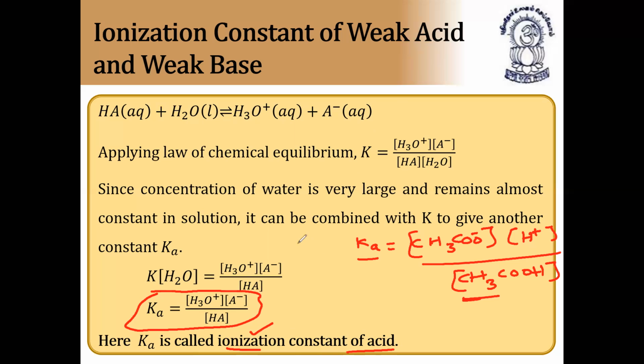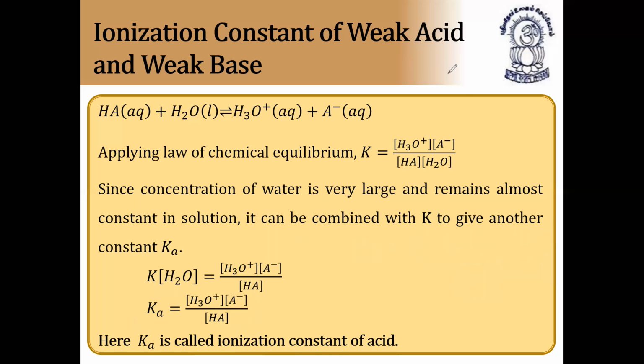So for example, I have given the ionization constant of acetic acid. It is calculated by using the formula. Acetic acid dissociates to form acetate ions and H plus ions. So the ionization constant of acetic acid is equal to the concentration of CH3COO minus into the concentration of H plus, divided by the concentration of CH3COOH. That is called acetic acid. Next, continuation.